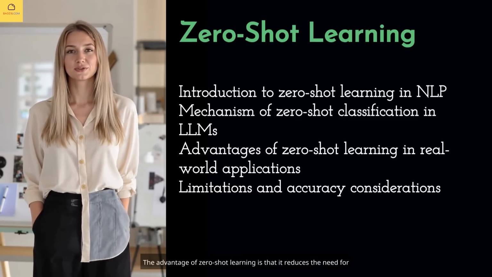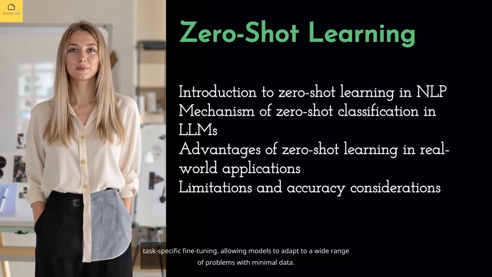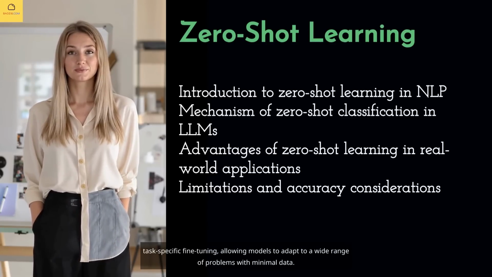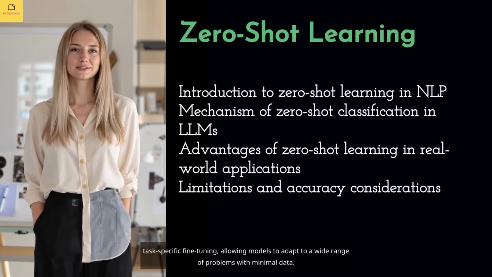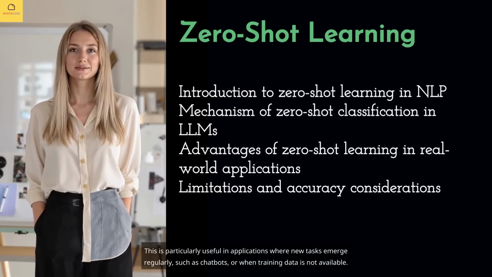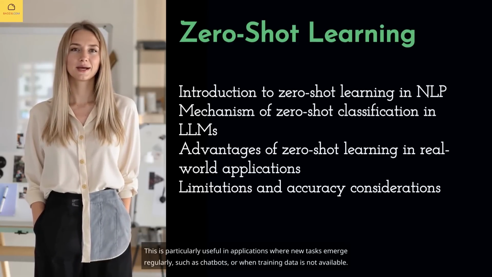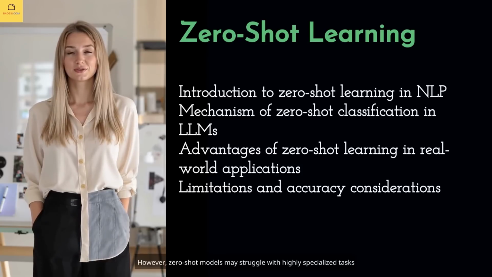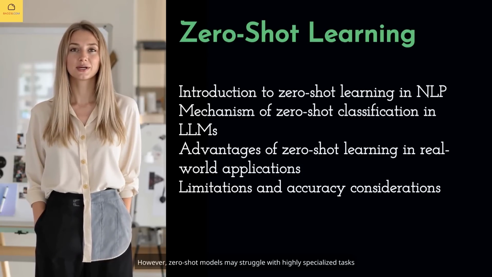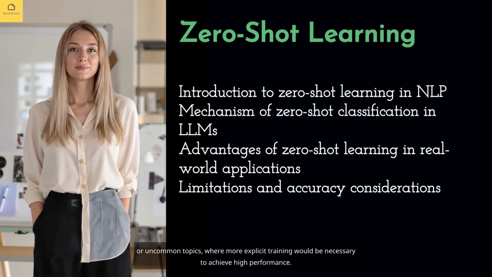The advantage of zero-shot learning is that it reduces the need for task-specific fine-tuning, allowing models to adapt to a wide range of problems with minimal data. This is particularly useful in applications where new tasks emerge regularly, such as chatbots, or when training data is not available. However, zero-shot models may struggle with highly specialized tasks or uncommon topics, where more explicit training would be necessary to achieve high performance.